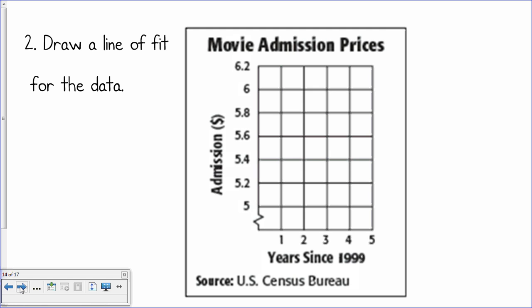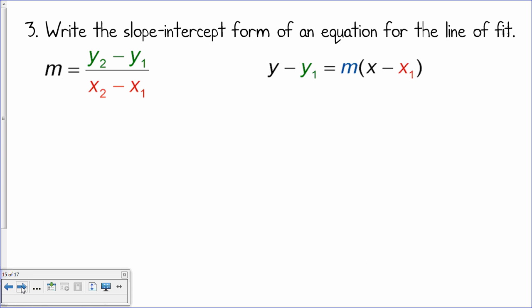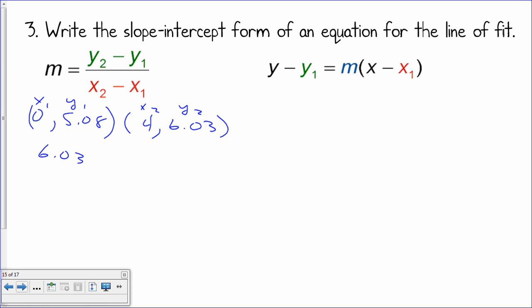Okay, so draw a line of fit. We did that on the previous problem. Can I make an equation for that line? Okay, what points do you guys want to use? I'd use the 0 and 5.08, 4 and what? What was it, 6.02? Okay, so x1, y1. Okay, so 6.03 minus 5.08. Now, let me ask you a question.